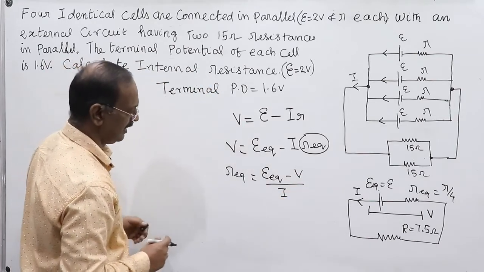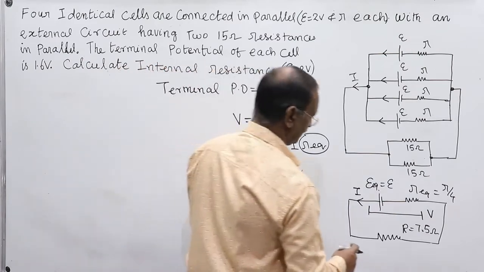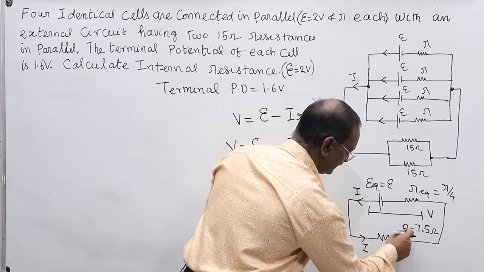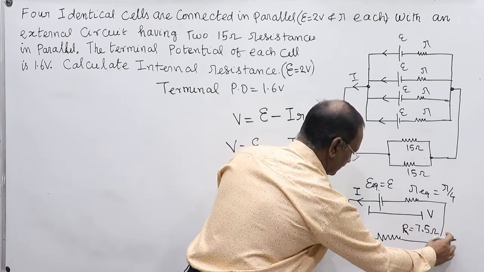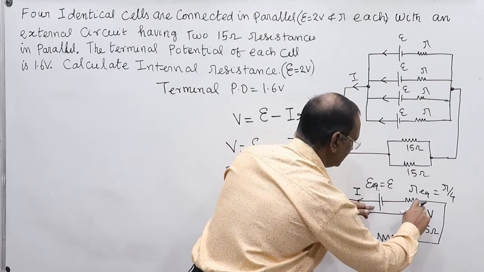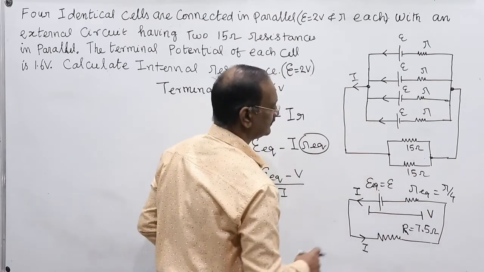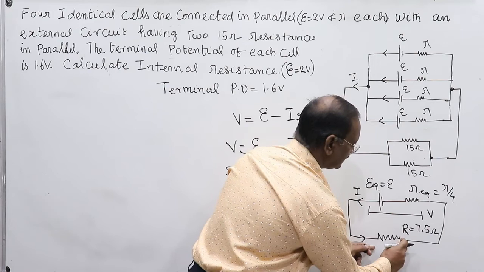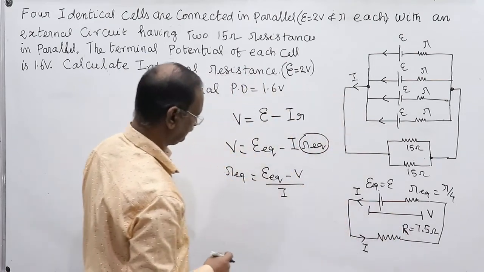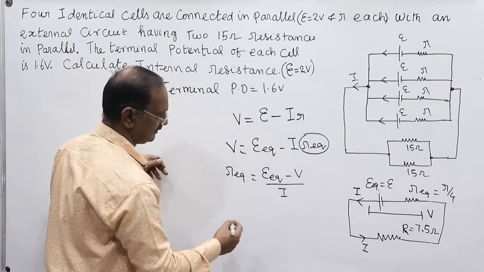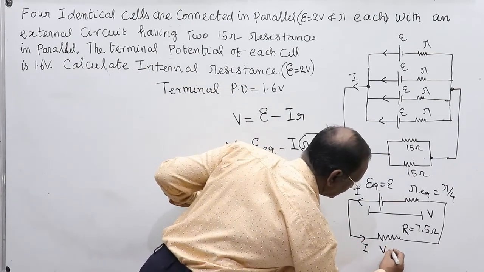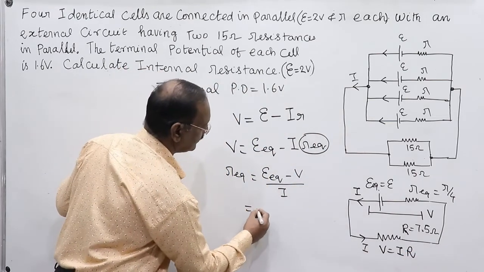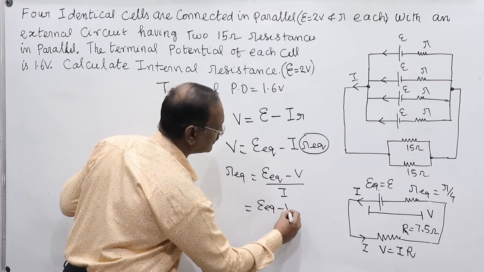Since what is the potential across this one? It is equal to the current through this into this external resistance R. Suppose this is the potential across this one, the same potential will exist here also, which is equal to the terminal potential between this end, which is also equal to the potential difference across this point, which is nothing but I into R. So it is equal to IR.